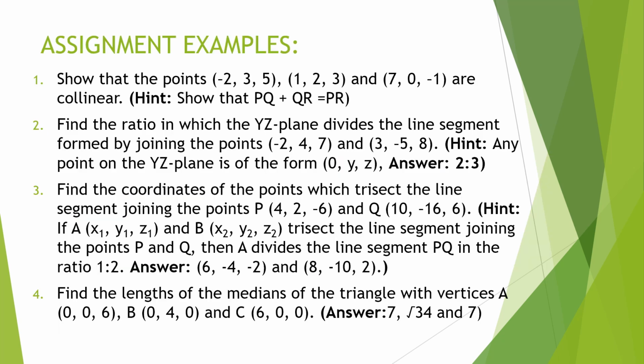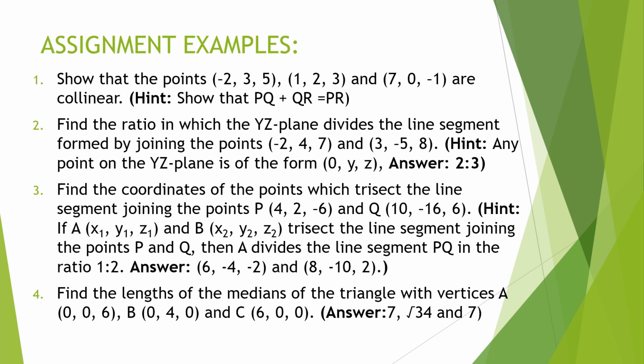Students, these are some assignment examples. Please solve them to get a clear idea of the topic. Also, the hint and the answer are given. First one, show that the points (-2, 3, 5), (1, 2, 3) and (7, 0, -1) are collinear. How will you show that? If PQ plus QR is equal to PR, then the 3 points P, Q, R are collinear.